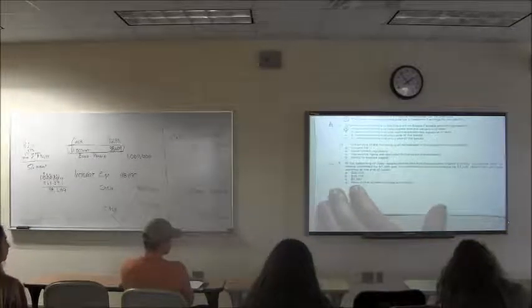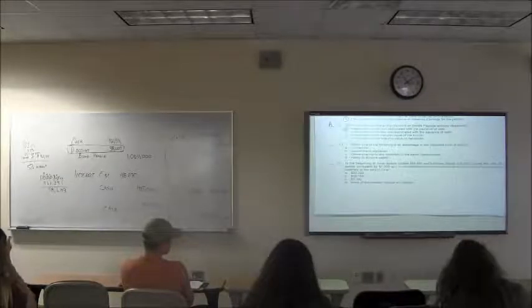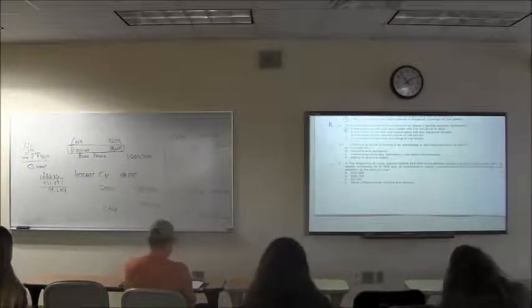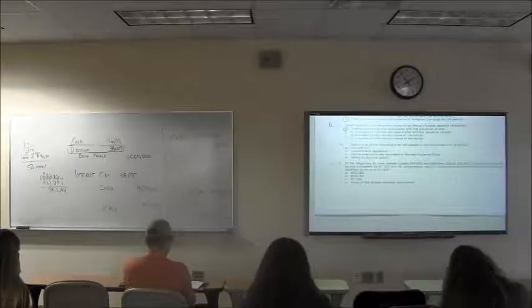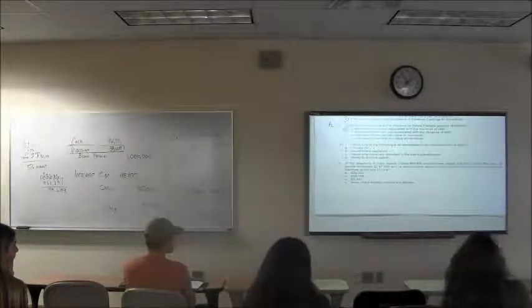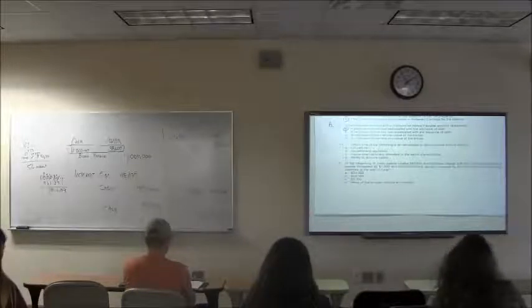Which of the following is an advantage of the corporate form of entity? A, limited life. B, government regulation. C, ownership rights are restricted to the same shareholders. Or D, ability to acquire capital? Who's got A, B, C, D? It is D. None of those are even advantages. Okay?